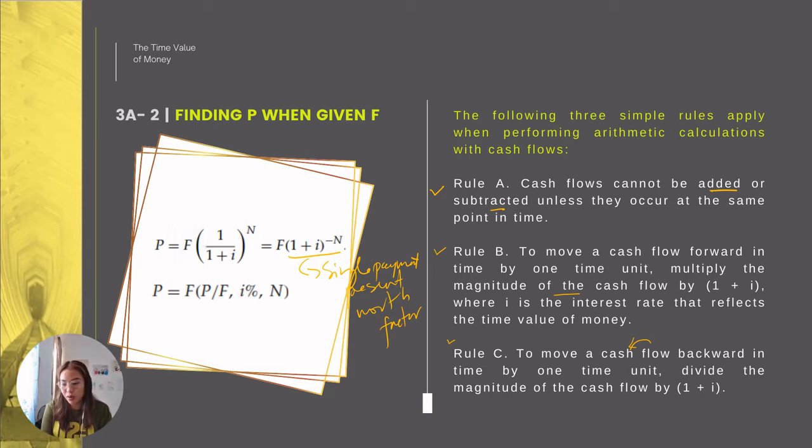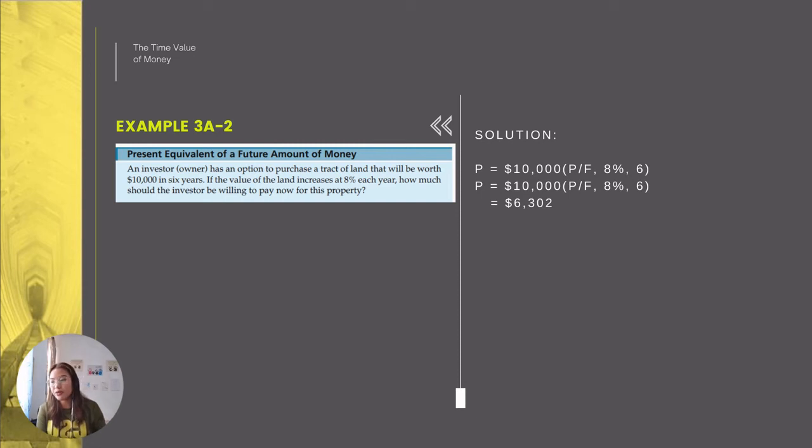So the only way you can move a cash flow backward in time is to divide it by 1 plus I. So this is all referring to our basic formula that we have discussed. So again, when you move your cash flow backward, divide it by 1 plus I. And to move cash flow forward, multiply it by 1 plus I. You cannot add or subtract unless they are at the same point in time. I think that's understandable. So let's have an example here.